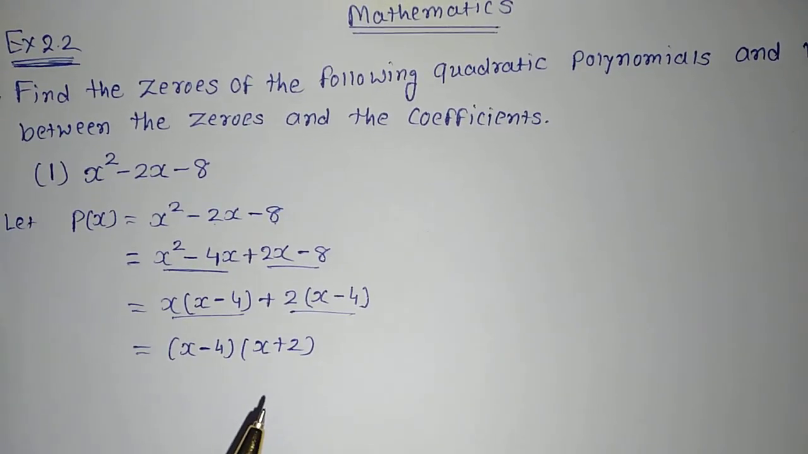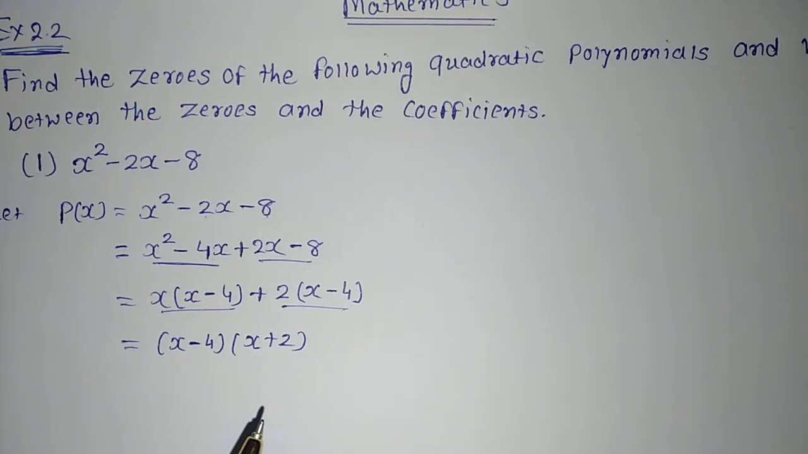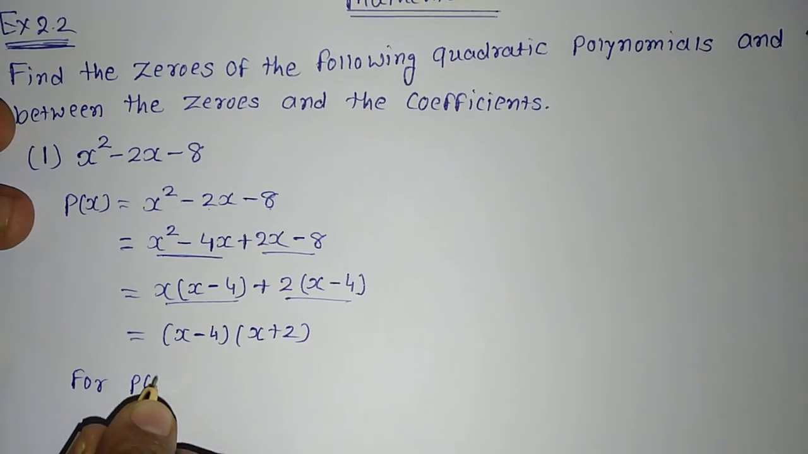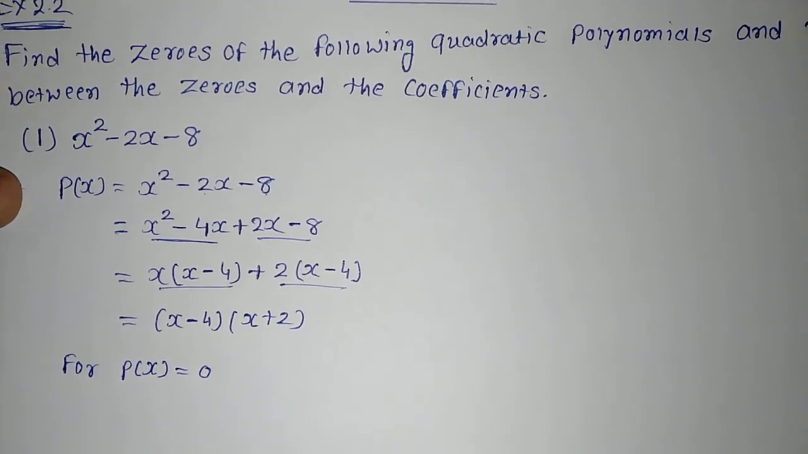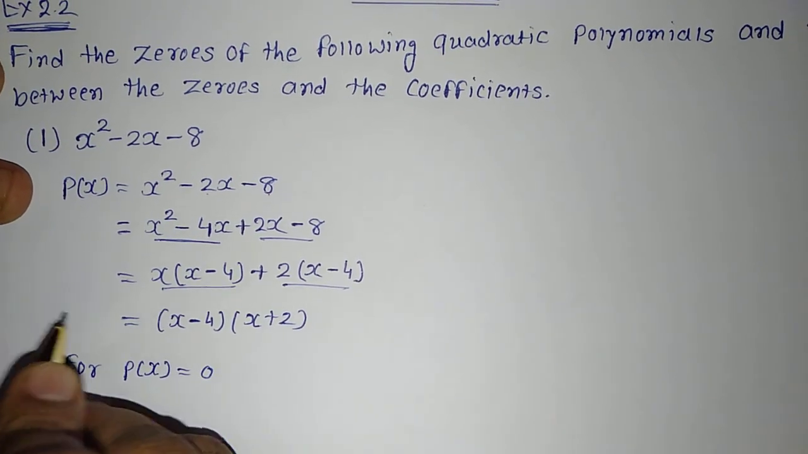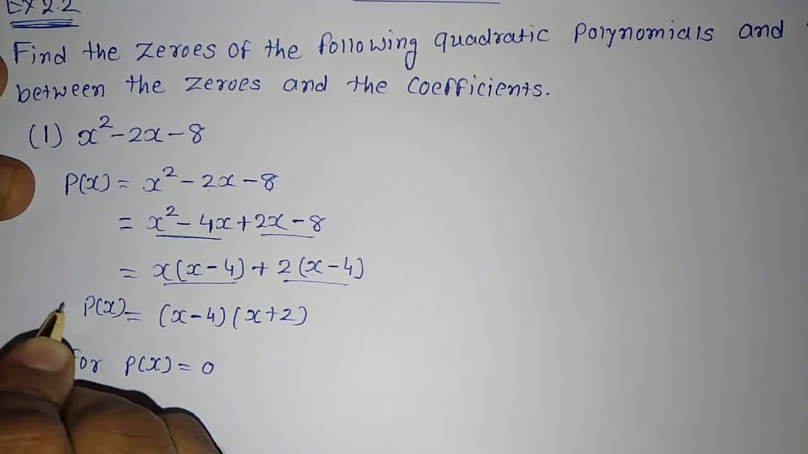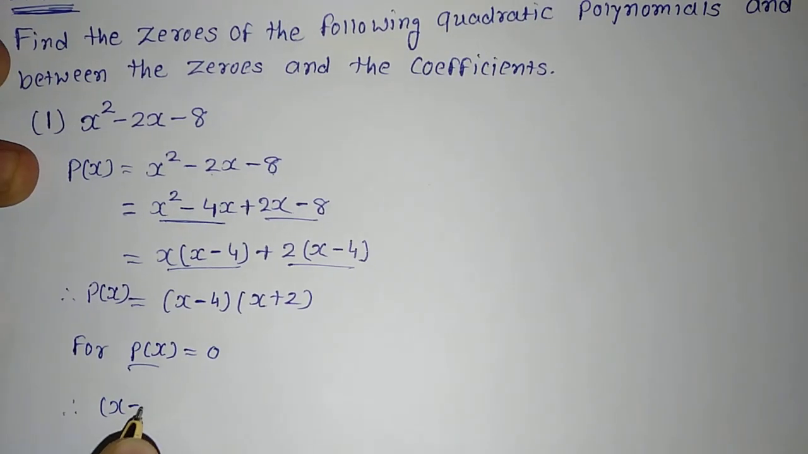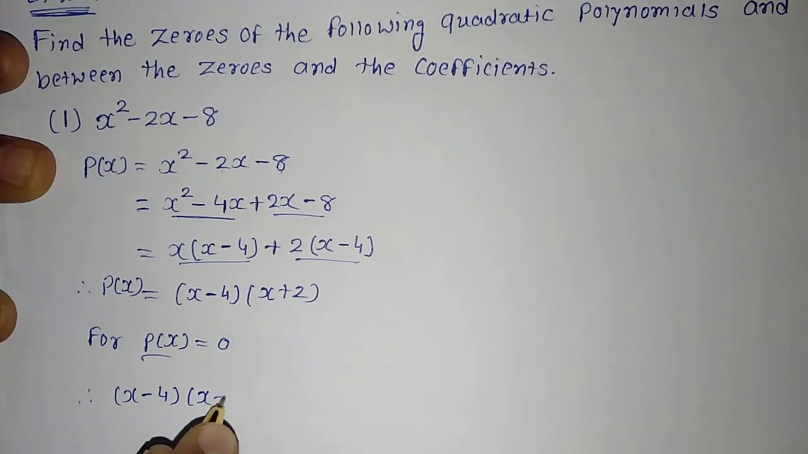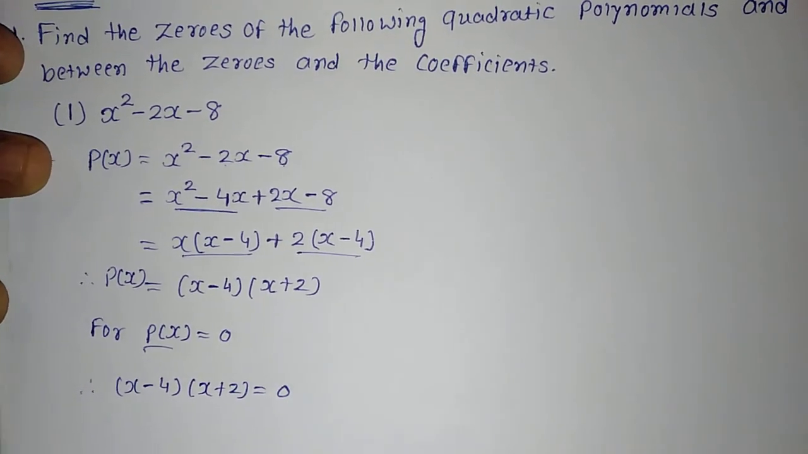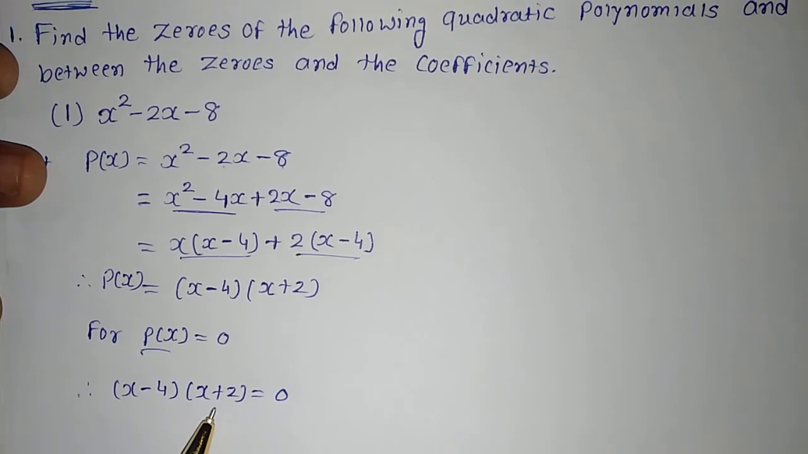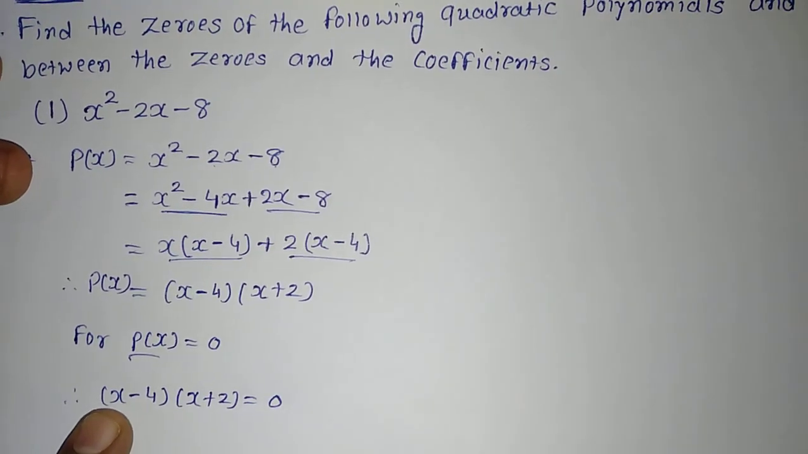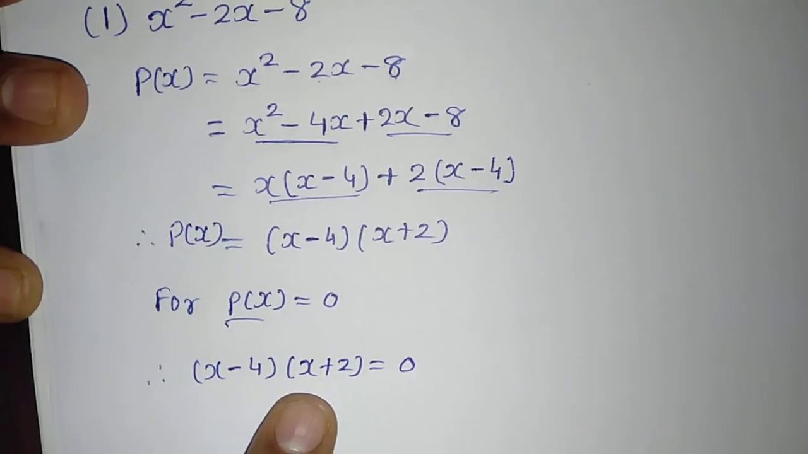While we have to find out the zeros, at that time we have to consider that p of x is equal to 0. If this is equal to 0, this is p of x. So we can write that p of x, both the factors I will write here. That is x minus 4 into x plus 2 is equal to 0. X minus 4, x plus 2 is equal to 0. Multiplication of both of these is equal to 0. It means either x minus 4 is 0 or x plus 2 is equal to 0.